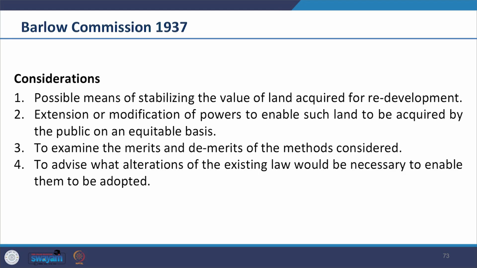In this connection, the committee was asked to consider a possible means of stabilizing the value of land acquired for redevelopment, as well as any extension or modification of powers to enable such land to be acquired by the public on an equitable basis. Further, to examine the merits and demerits of the methods considered of acquisition and to advise what alterations of the existing law would be necessary to enable them to be adopted. So, now we are looking at how the land could be taken from the public and what kind of process and system has to be created here.